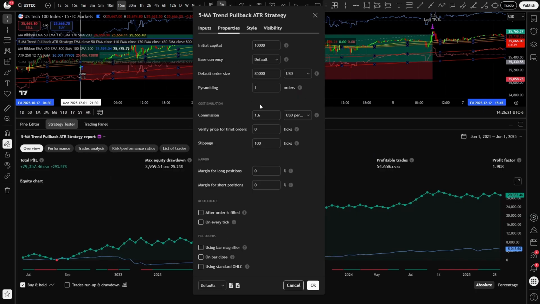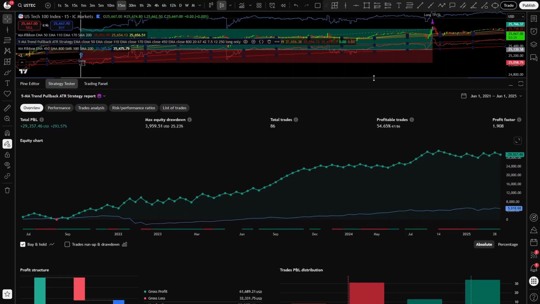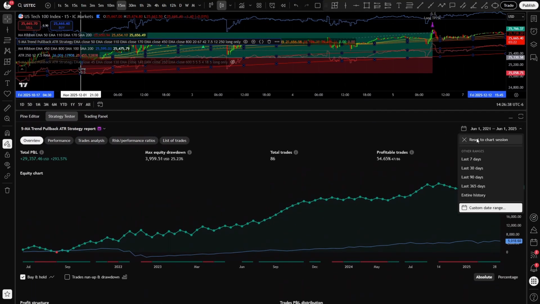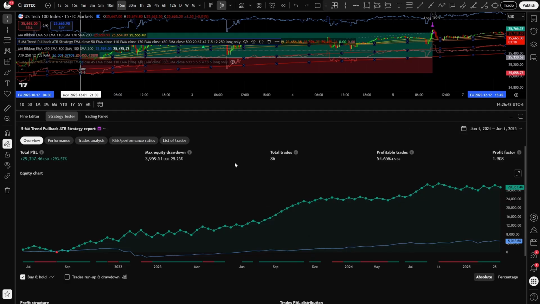So as I mentioned earlier, this is the position sizing I am using, and this is the fee structure. Make sure the margin is set to 0 for long positions. And my optimization date range was from June 1st, 2021 till June 1st, 2025. And these are the results. We only got 86 trades. I know that's a really low trade count, but the equity curve seems pretty promising.